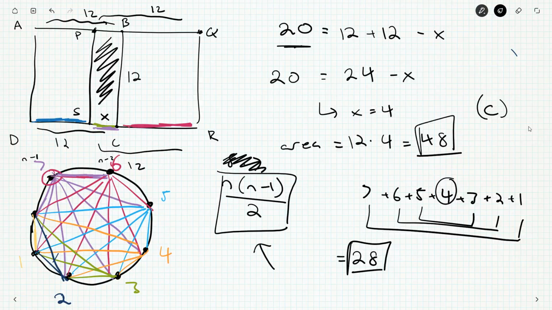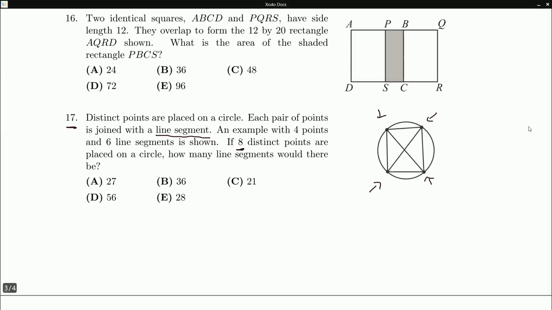This is also a very common formula. It relates to things called triangular numbers. If you want to look those up, they're very interesting. They pop up on contests from time to time. But in terms of just getting the answer here, we're looking for E, 28.